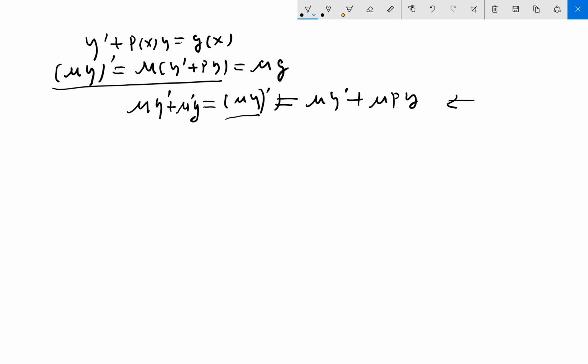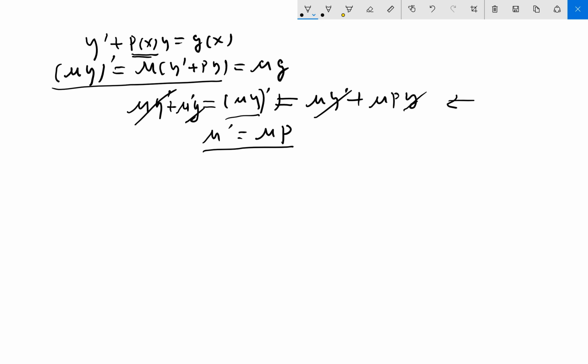So from here you can cancel here, cancel there, cancel the y. So this above equation can be written as mu prime equal to mu times p. P has been given, it's a given function. If you give me a linear equation, you have to give me p and g. So to find such mu, we need to solve this differential equation.